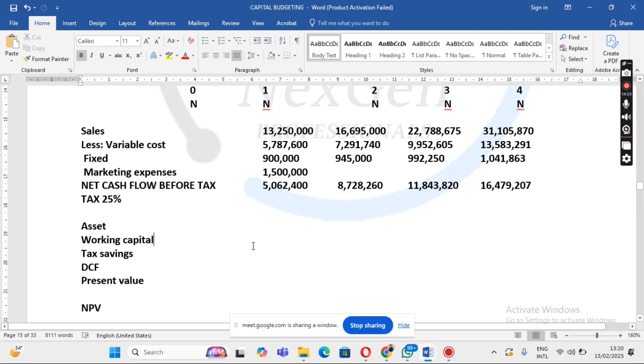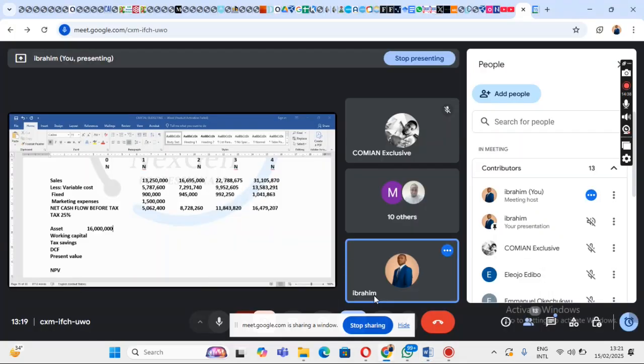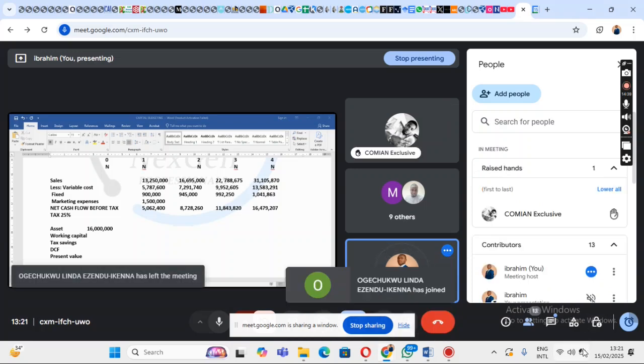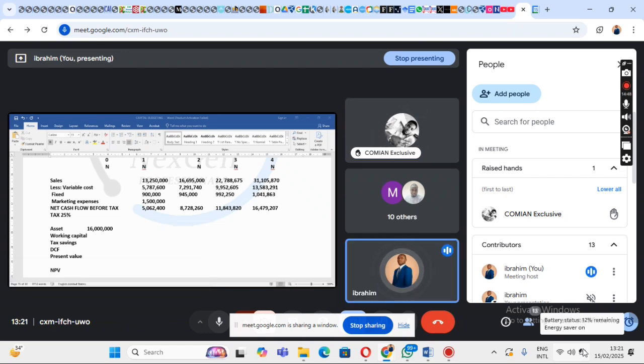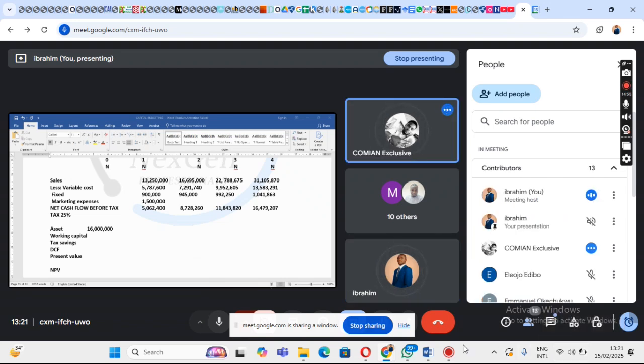Class, what do we have? Let me quickly put this as initial outlay. Initial outlay is 16 million, right? Sir, are we not going to tax these cash flows? Yes, that is why I say tax now. You do tax 25% on all those cash flows. Okay, I didn't see it, the net cash flow before tax. Sorry, sir. Okay.